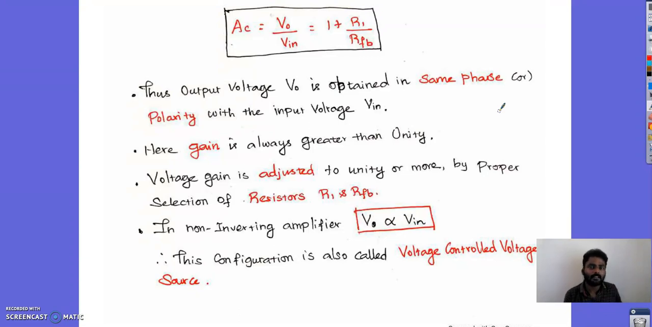So we can vary the voltage gain by varying the values of the feedback resistance and the input resistance. And in the non-inverting amplifier also, as you change the input voltage, your output voltage is going to change. That is, the output voltage is proportional to the input voltage. So this configuration is also termed a voltage controlled voltage source.